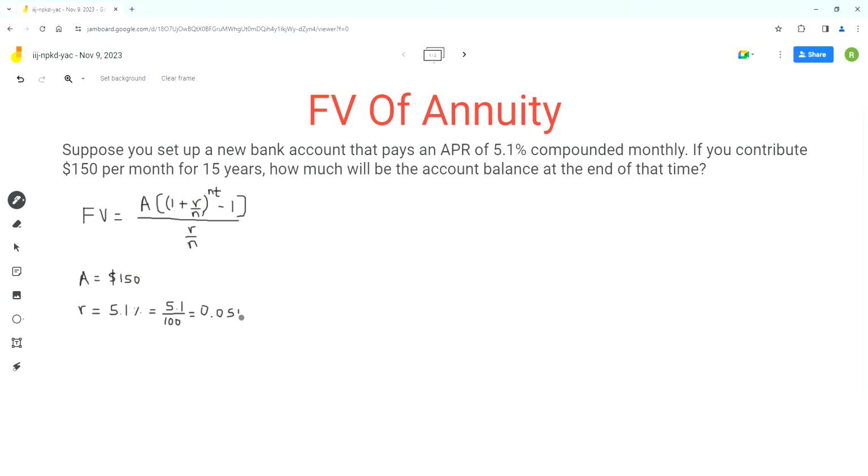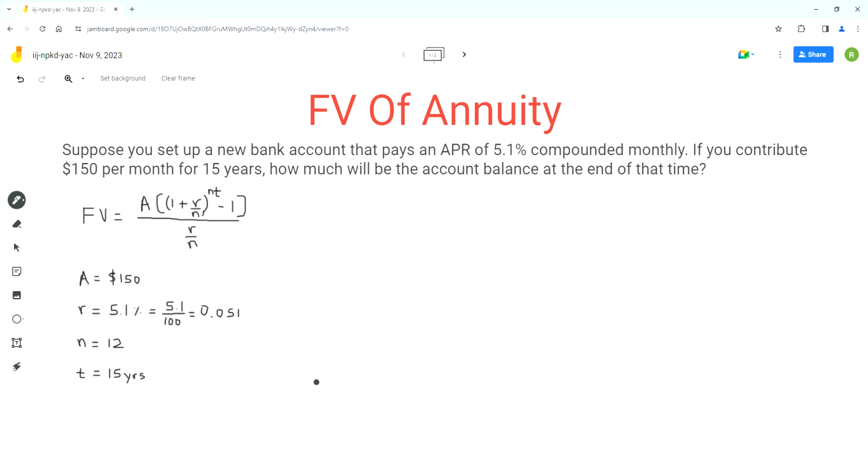So I get 0.051. N here represents the compounding frequency factor. The amount is compounded monthly. So that means the frequency factor is 12 because there are 12 months in a year. And the next variable is T, which represents the time in years. So in this case, the deposits are made for 15 years, so T equals 15. So these are the values of the variables in this formula.